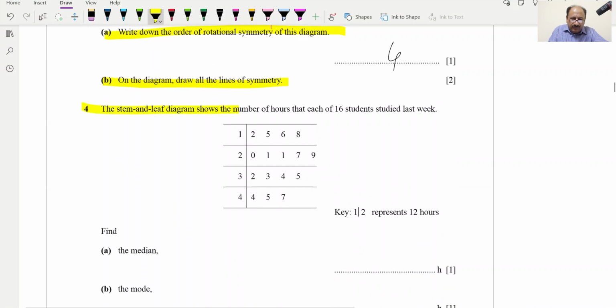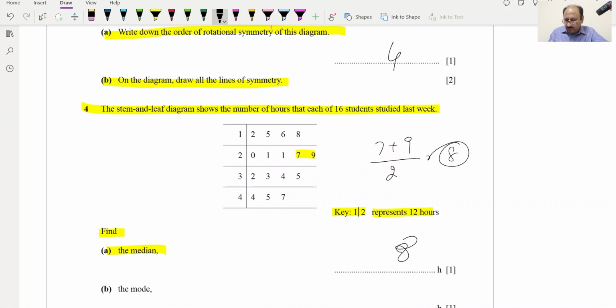Then the stem and leaf diagram, question number 4, shows the number of hours that each of 16 students studied last week. So key is 1/2 is 12 hours. Find the median. Median will be the middle value, and middle values 7 and 9 we will add, 7 plus 9 divided by 2 will be equal to 8, so 8 will be the median.